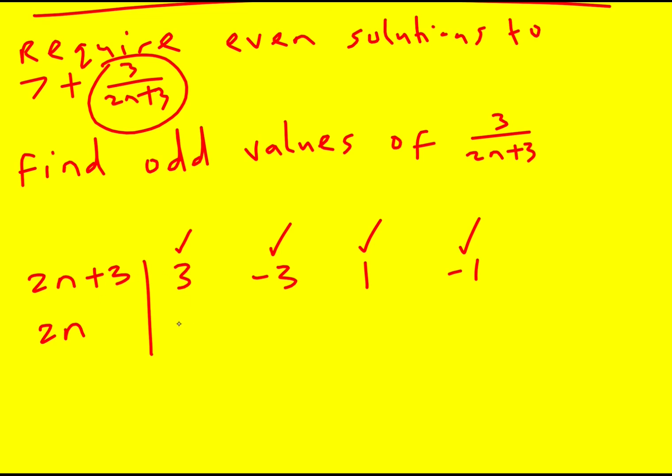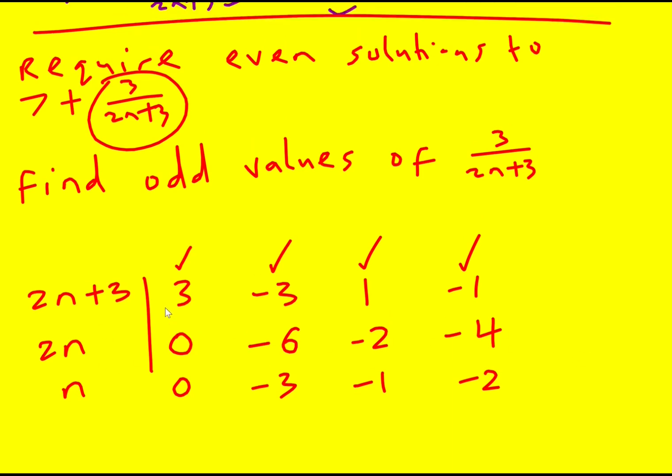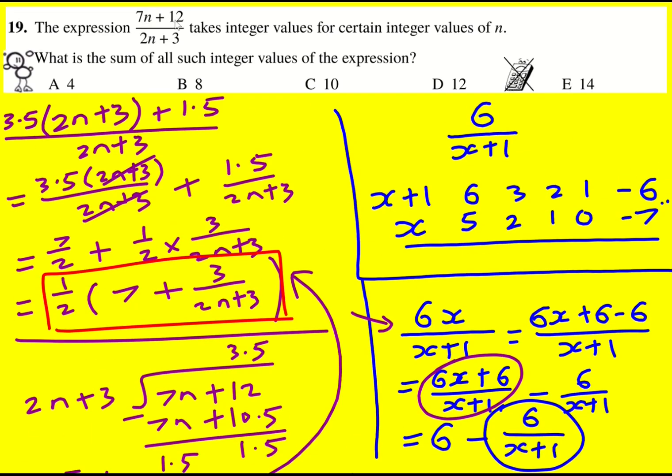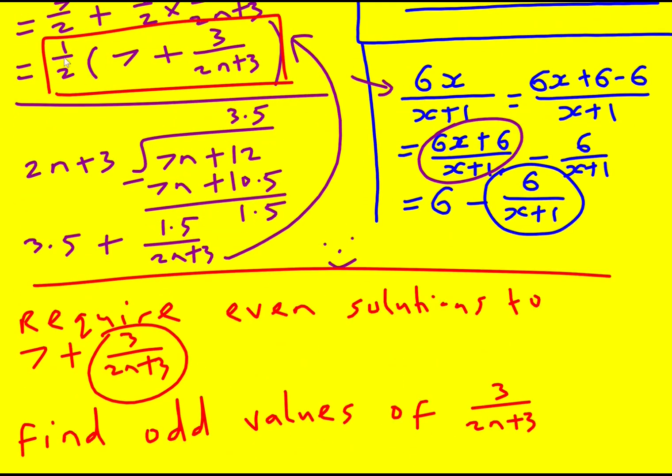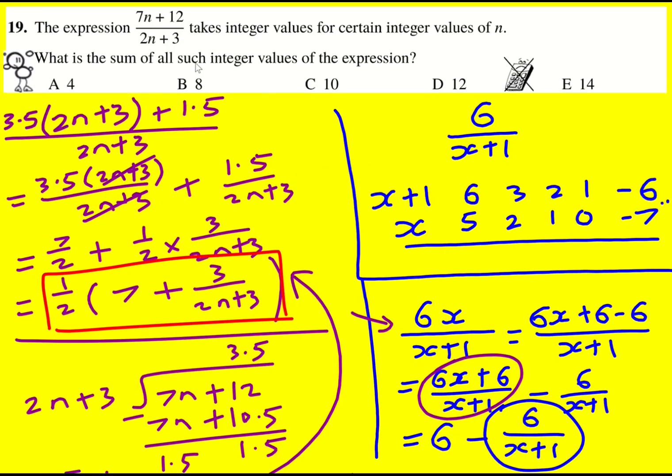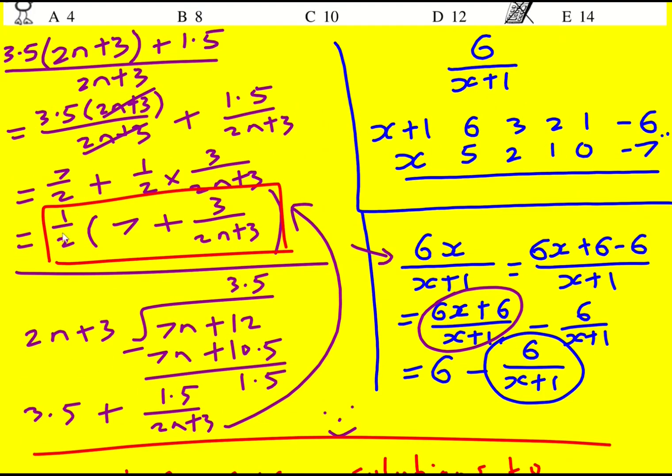So to find 2n, I'm just going to subtract 3 from all the values. I'm going to get 0, minus 6, minus 2, and minus 4. And then to get the values of n, I'm going to get 0, minus 3, minus 1, and minus 2. So these would be my solutions for n for this problem. That would give me an integer value of 7n plus 12 over 2n plus 3. Okay, but remember, that's not actually what we're being asked for. We're asked to find the sum of all the integer values of this thing here.